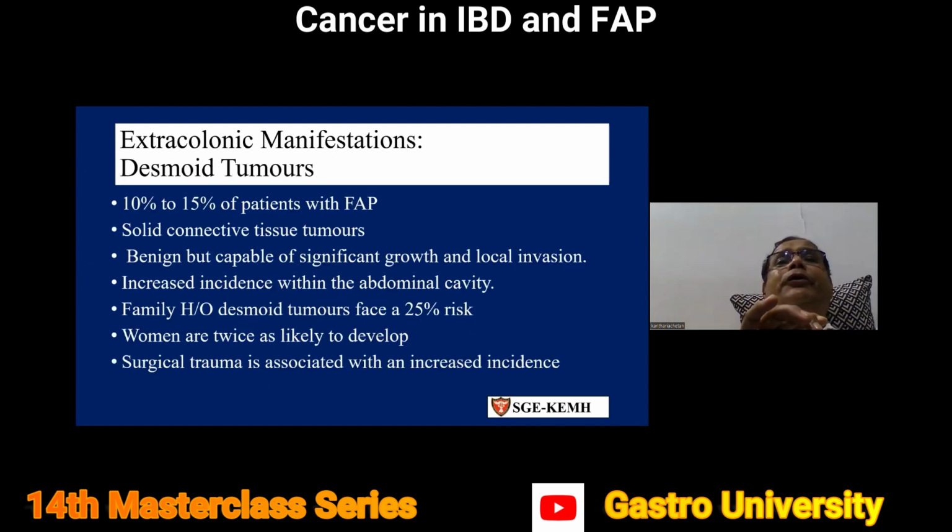You have desmoid tumors, and this can occur in as high as 10 to 15% of patients with FAP. These are solid connective tissue tumors which are benign, but they have the capacity for significant growth and local invasion. There is increased incidence in the abdominal cavity, and in patients who have a family history of desmoid tumors, the risk increases by 25%. Females are more likely to develop this, and surgical trauma is usually associated with increased incidence.